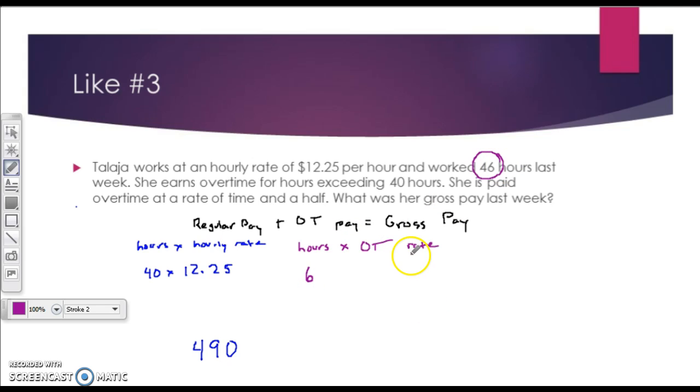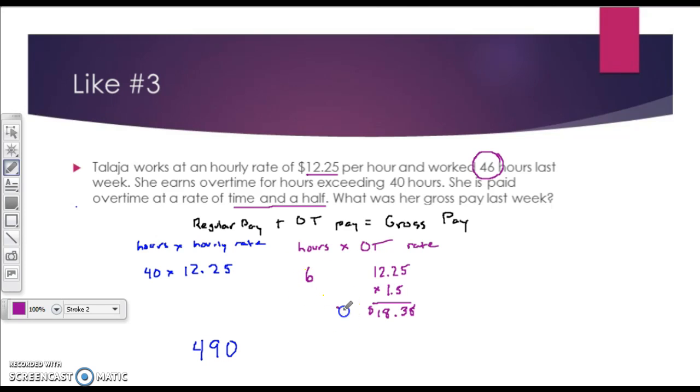Now, overtime rate, remember we take the original rate, $12.25, and multiply that times 1.5. That gives me time and a half. So I'm going to put that in my calculator. 12.25 times 1.5 means that she makes $18.38. I had to round that. $18.38 per hour overtime.